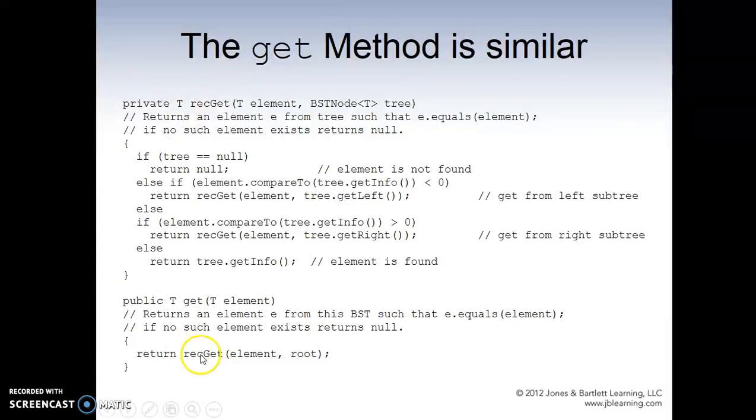So pass in the recursive get the key and the root. If it's null, then return null. Else if compare is less than, just pass in get left. Else get right. Instead of true or false, just return the info itself that you found.